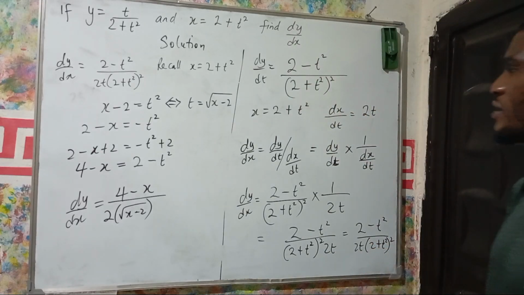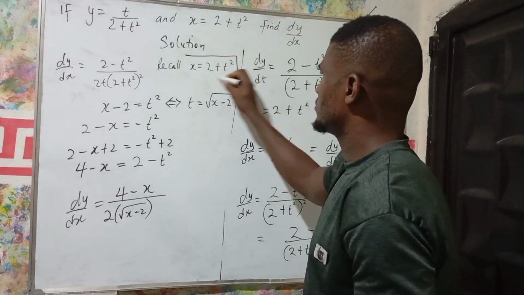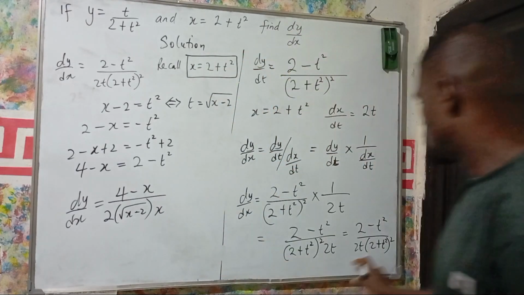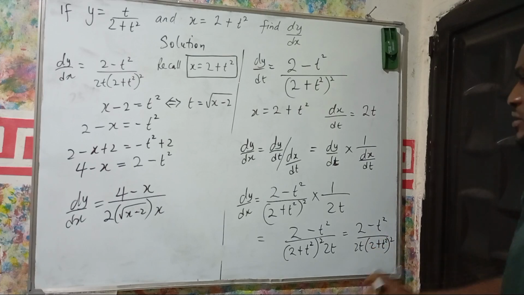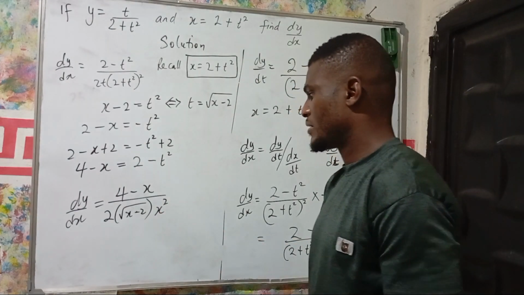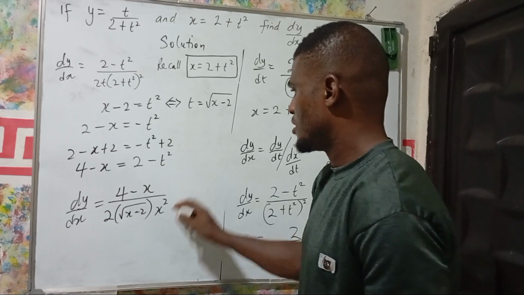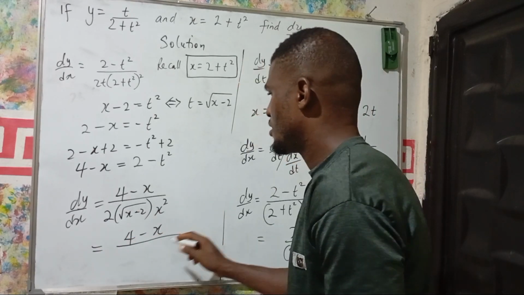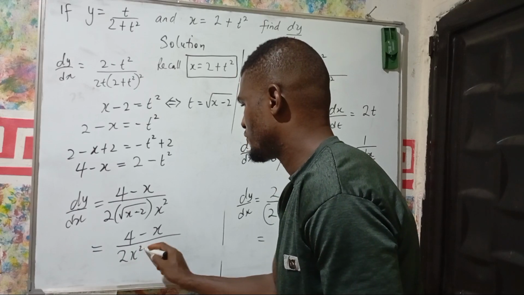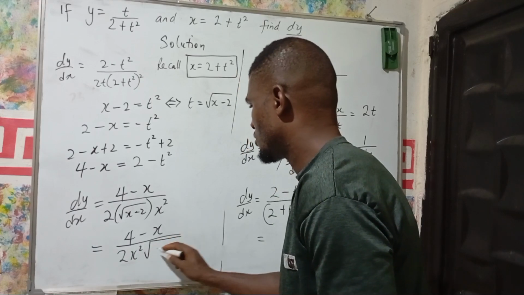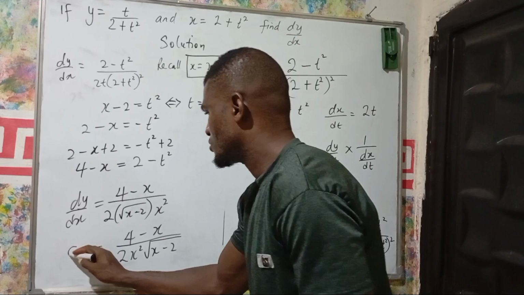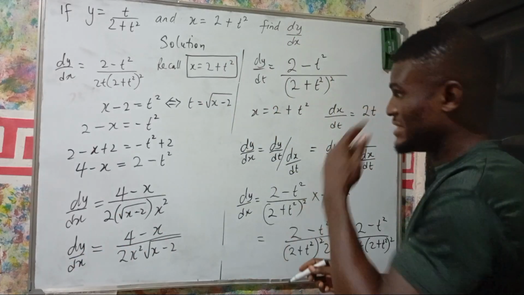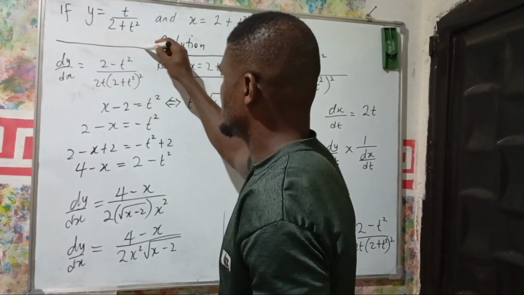What's 2 + t²? This is 2 + t². 2 + t² is x, so we have x here, but our 2 + t² has a square, so that becomes x². Alright, so if you want to write this well, we can rearrange it to be 2, write our x² first before we put the square root of x - 2. So this is our dy/dx in terms of x, and this is our dy/dx in terms of t.